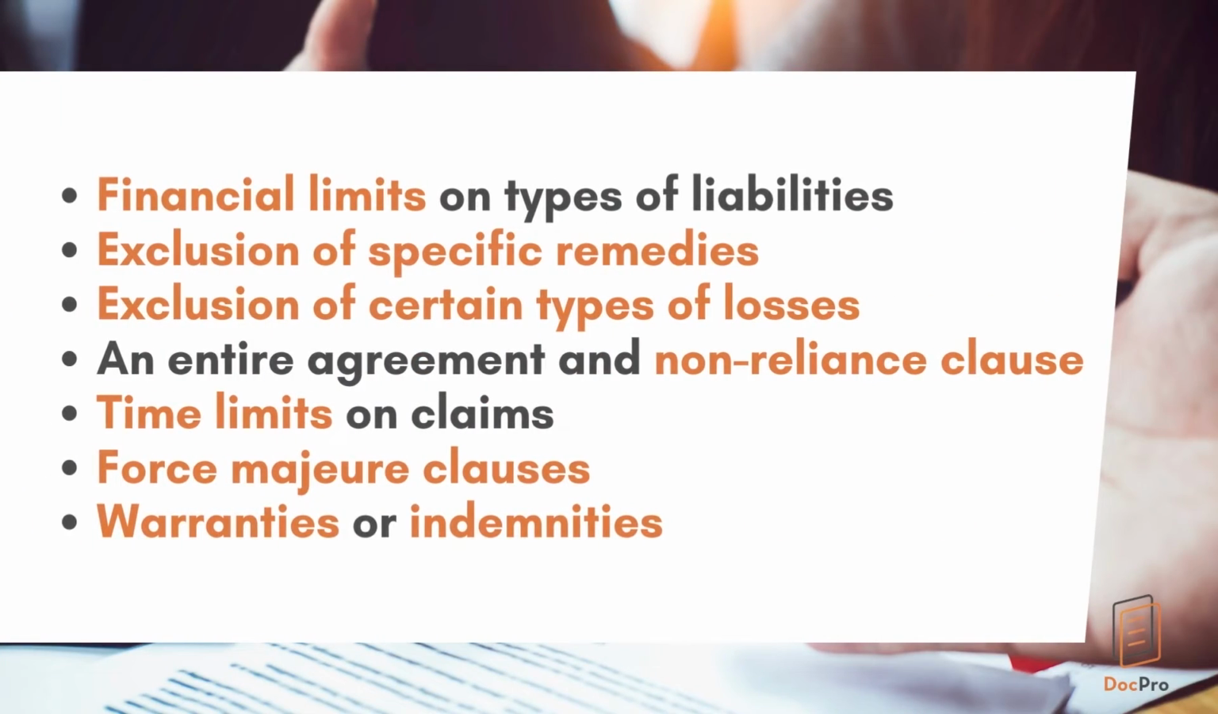Some examples of this are financial limits on liabilities, exclusion of specific remedies like specific performance, exclusion of certain types of losses, an entire agreement and non-reliance clause, time limits on different claims, or force majeure clauses which exempt liability which arise from unforeseeable events. Warranties or indemnities are also a very common form of clause, often incorporated into different contracts.